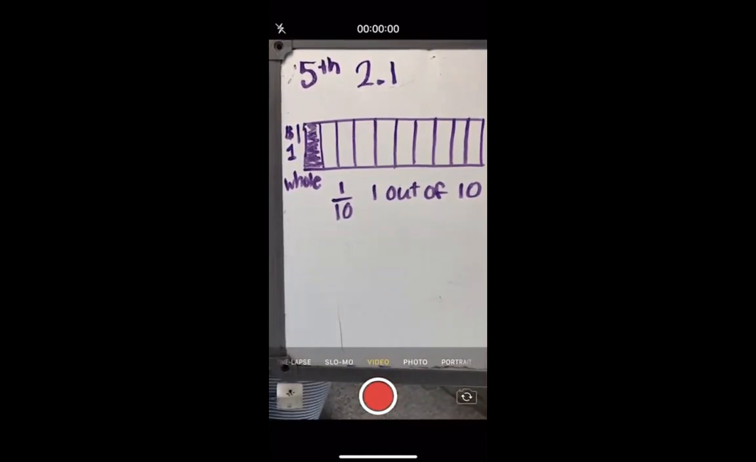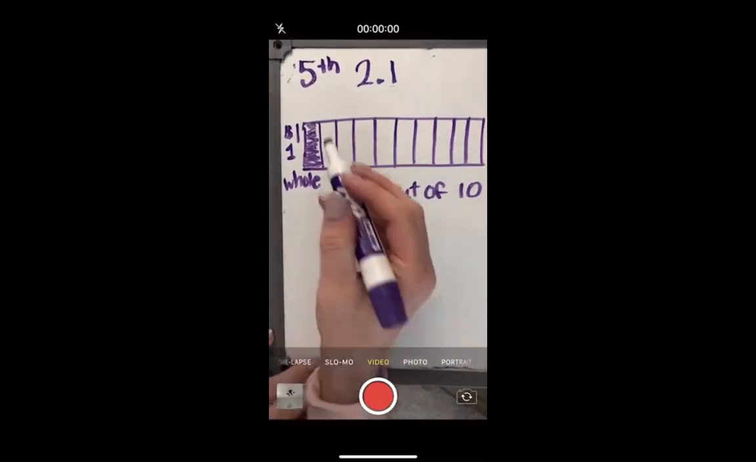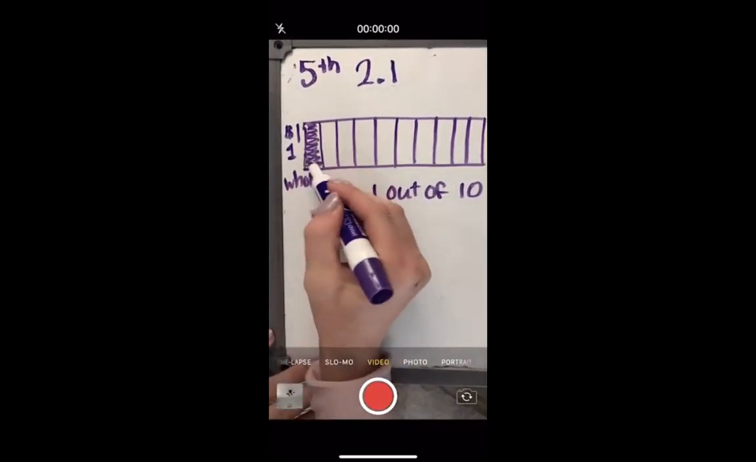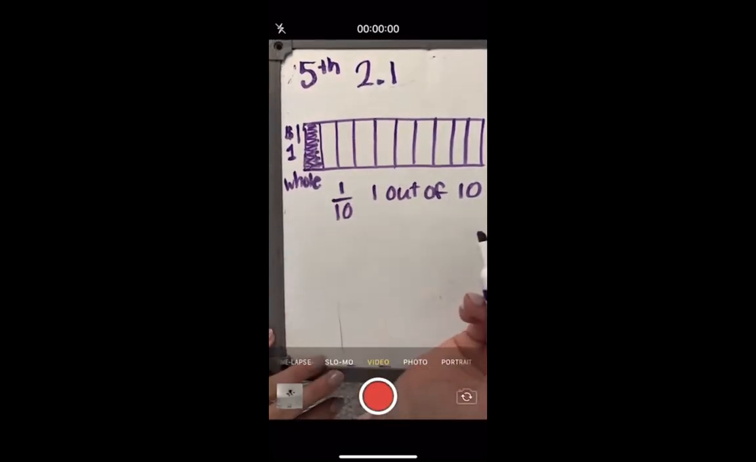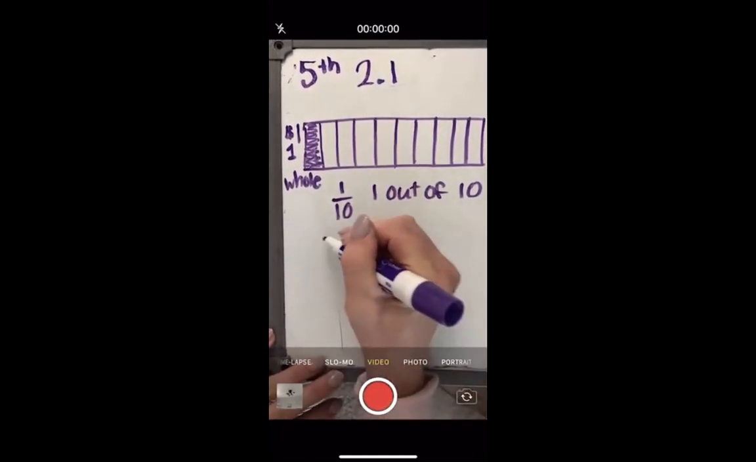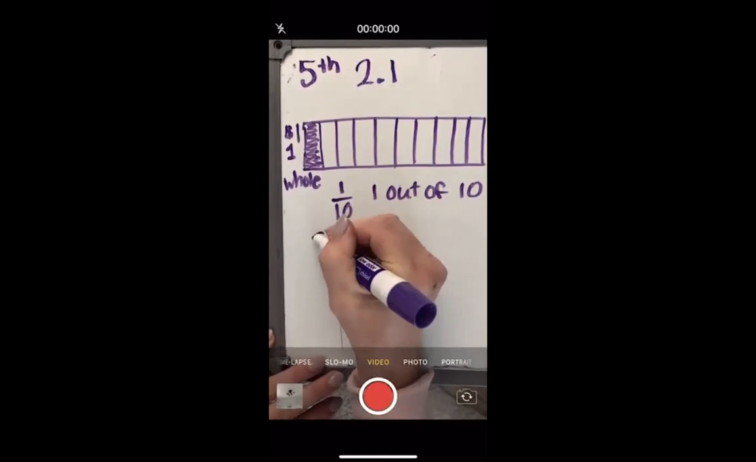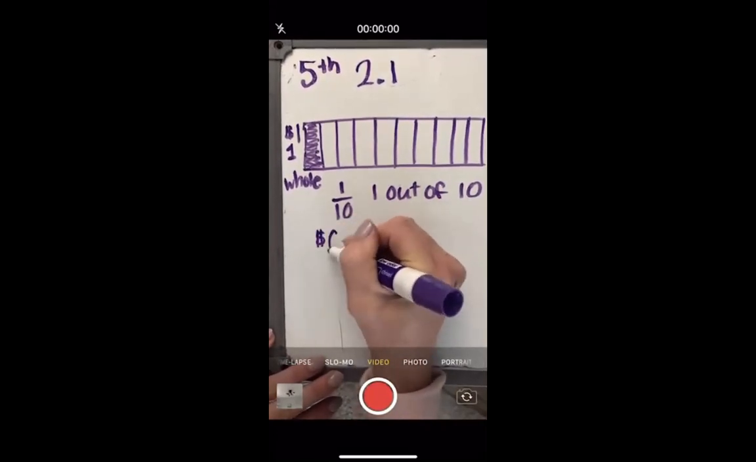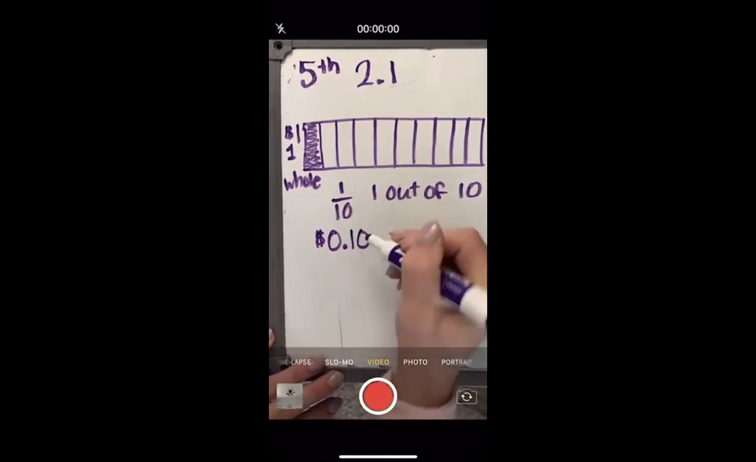Any ideas? Does anyone have an idea? If I have one of these pieces. Dimes. It's dimes. So I'm going to go here. If I was to write it in money, I'd have $0.10, right?